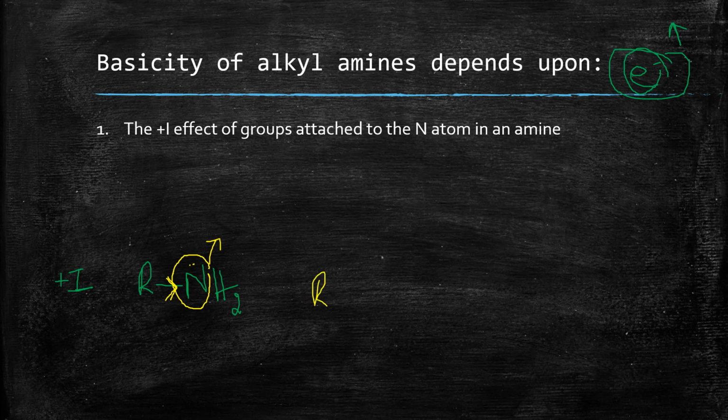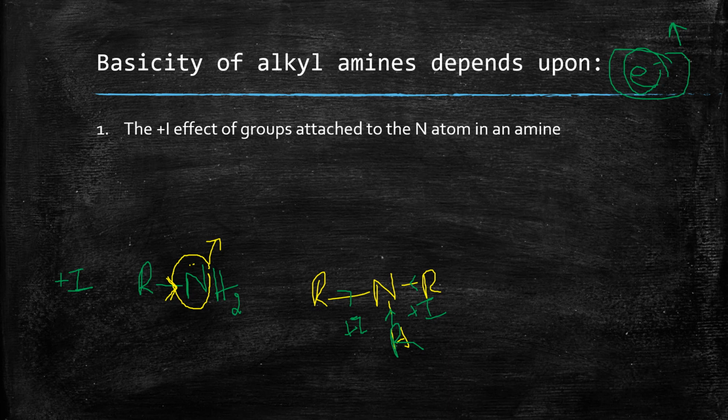Similarly, we can have R2NH. It is a secondary amine. Here you can see two plus I effects are operating, so it will be more basic than the primary amine. Similarly, we can have a tertiary amine where the H is replaced by R, and three plus I effects will be operating. But that is a discussion for later.